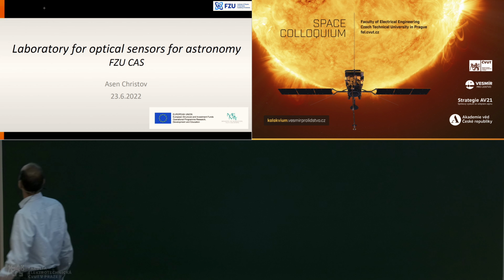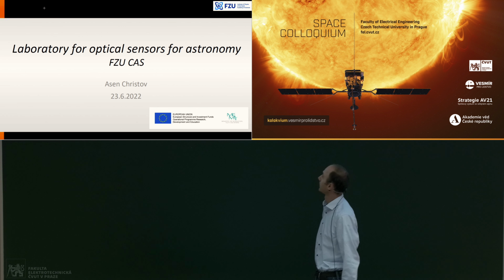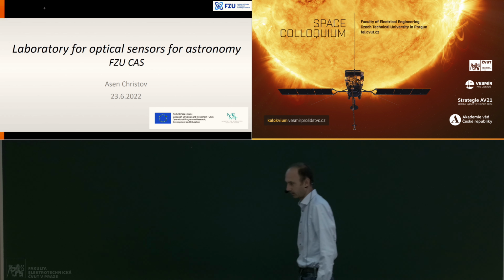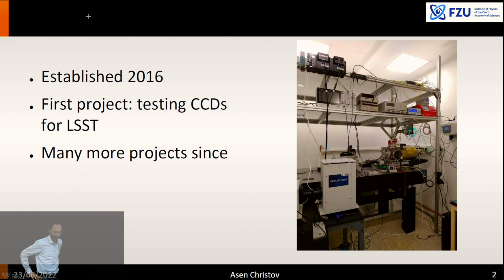So I'm going to introduce the laboratory for testing of optical sensors at the Academy of Sciences at the Physics Institute. It was established rather recently, in 2016, related to the LSST project, which is now at Vera C. Rubin Observatory. The purpose was testing CCD sensors. Some of the equipment at the beginning was related to that, but since the laboratory grew, we are now involved in many new projects.